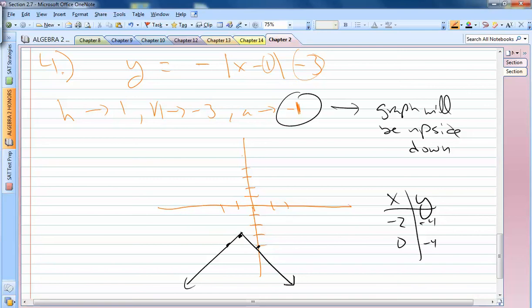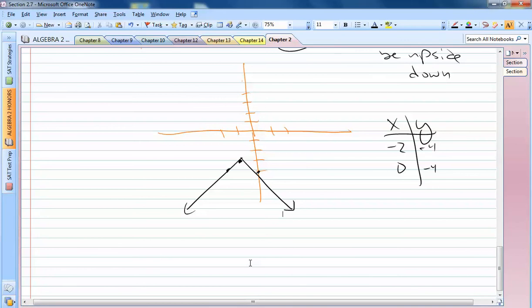Now, what if a were 2 or 3 or 4 or 1/2 or 1/3? We'll actually discuss that in class because I don't want to overwhelm you with too much information in this video. There's also another thing we're going to talk about in class next time we meet. This is part of the extension of 2.7, and that's called piecewise functions.